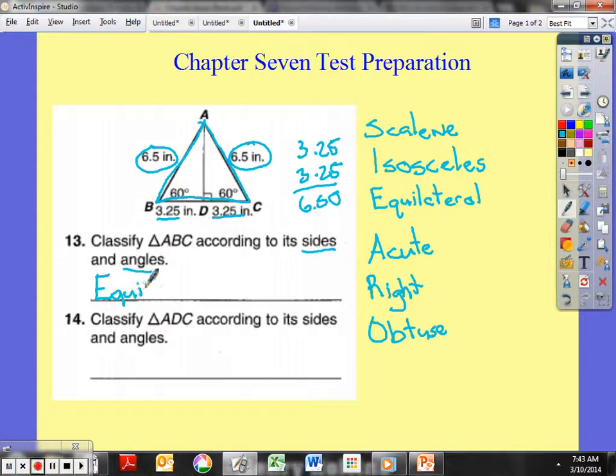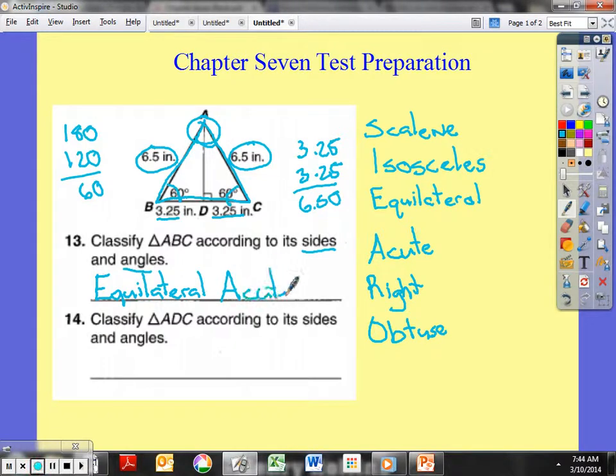Now my next one will be according to angles. Looking at angles, I notice that these two are 60. If these two are both 60, 60 and 60 is 120. All three angles add up to 180 altogether. So if these two are 60, making 120, that means the last one's 60 as well. So that means it's acute. So I will write equilateral acute.